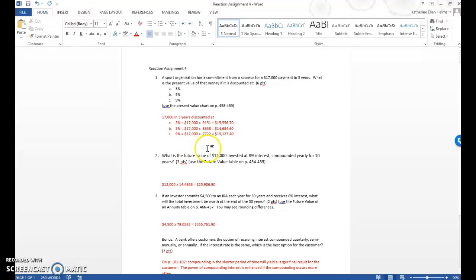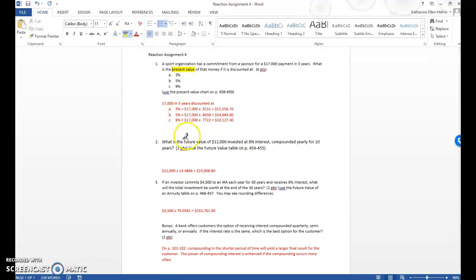So what these 3 questions asked you to do was look at the situation and decide what it's asking you to calculate. This first question asked us to calculate the present value of a payment in the future. You're collecting the $17,000 in 3 years. What is it worth today? What's the present value of that money? And then the second question is asking you to calculate the future value of the $12,000 that you have today.